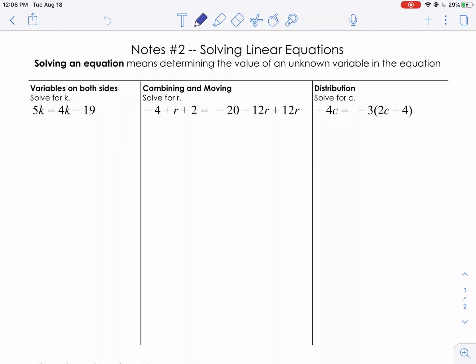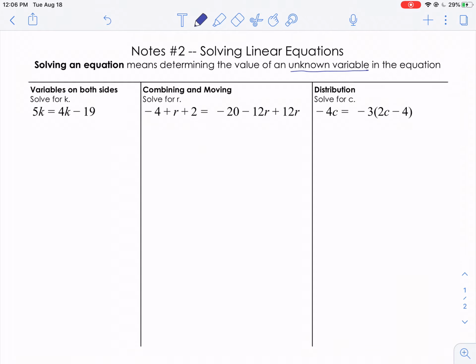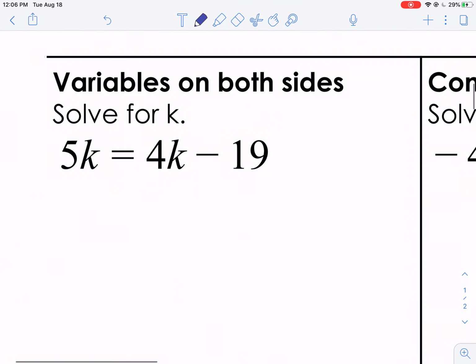So a reminder that solving an equation means determining the value of unknown variables in the equation. You guys have done this before, but we are just looking for how we can get the variable on one side and number on the other. So we'll start with one example here. Go ahead and pause the video if you need to take a second to write it down.